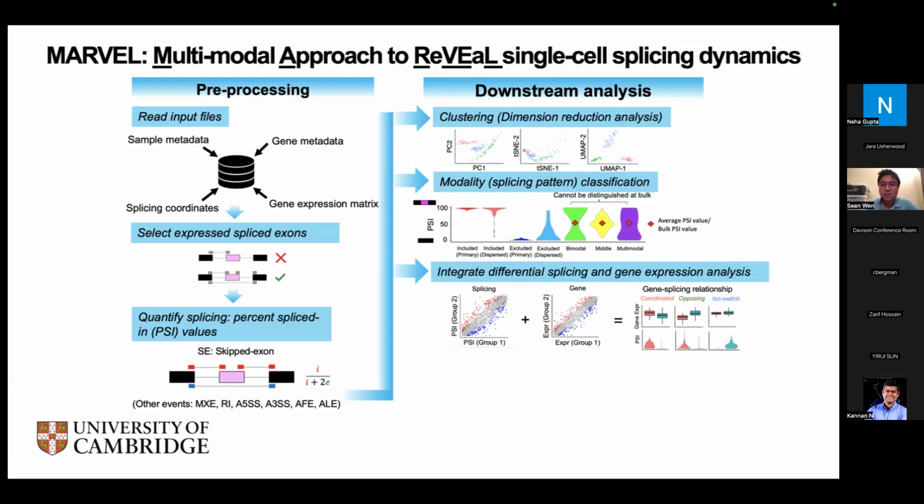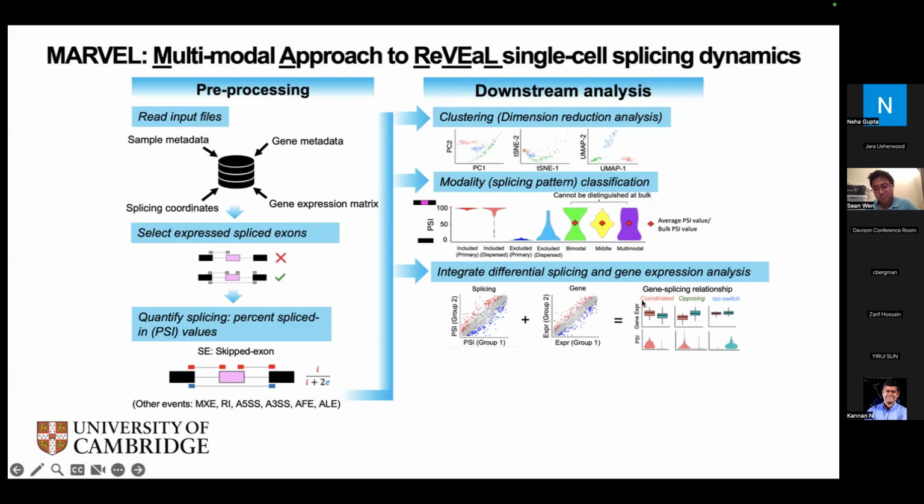And of course, the most exciting part for any RNA sequencing analysis is always the differential expression analysis. And so Malva is able to do differential splicing analysis. It's also able to do differential gene expression analysis. And so we can combine the results from both omics to understand the gene splicing analysis.